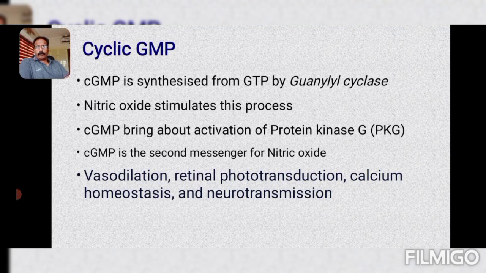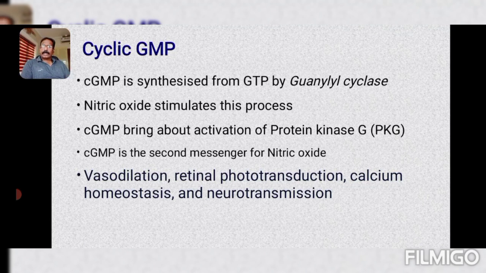Again, a hydrophilic molecule. Cyclic GMP is synthesized from GTP, just as ATP gives rise to cyclic AMP. This is produced from GTP by another enzyme, guanylyl cyclase. Now, nitric oxide stimulates this process. At the same time, cyclic GMP is a second messenger for nitric oxide also. So, in different conditions, it acts like this.